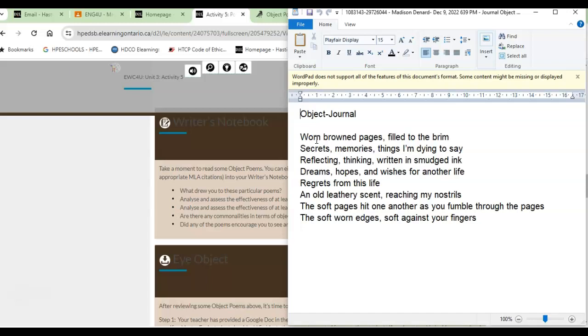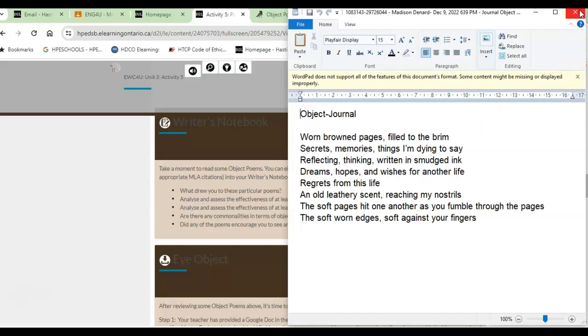Worn brown pages filled to the brim, secrets, memories, things I'm dying to say, reflecting, thinking, written in smudged ink, dreams, hopes, and wishes for another life, regrets from this life. An old leathery scent reaching my nostrils, the soft pages hit one another as you fumble through the pages, the soft worn edges soft against your fingers.